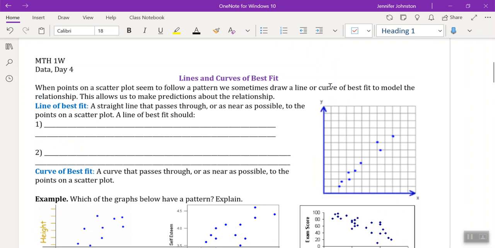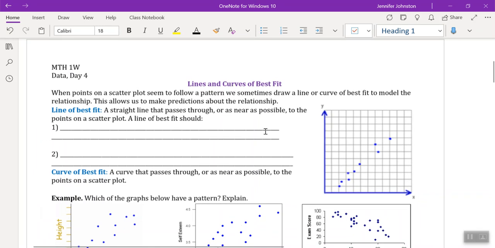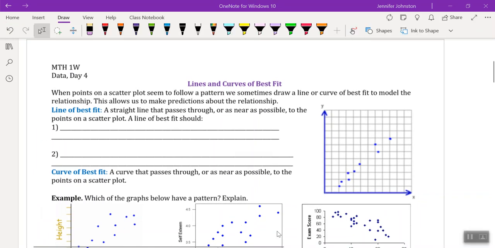It's lines and curves of best fit. If you don't have this, then please ask the teacher to grab it on the desk and to have one for you. It looks like this. All right, so let's get started.